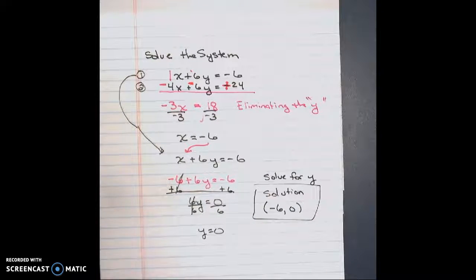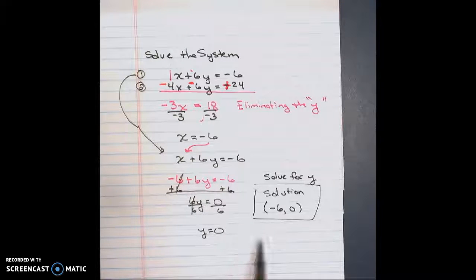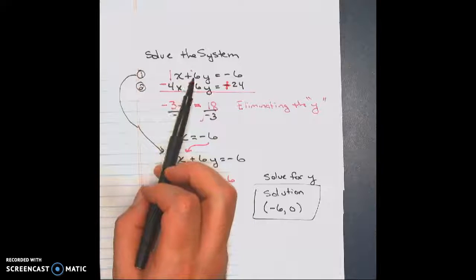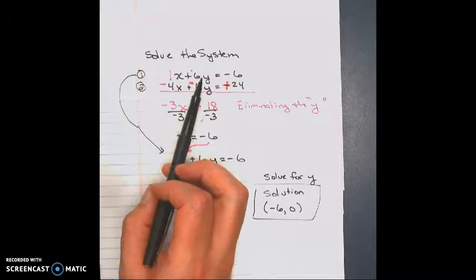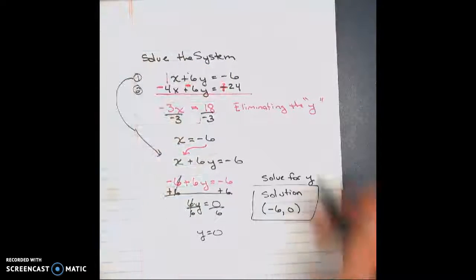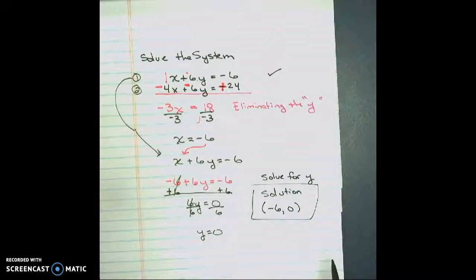And the best thing to do when you're done is just to double check quickly that it works in both equations. If we plug it into this top equation, is negative 6 plus 6 times 0? Well, 6 times 0 is 0. So is negative 6 plus 6 times 0 equal to negative 6? Yes, it is. Negative 6 is equal to negative 6.